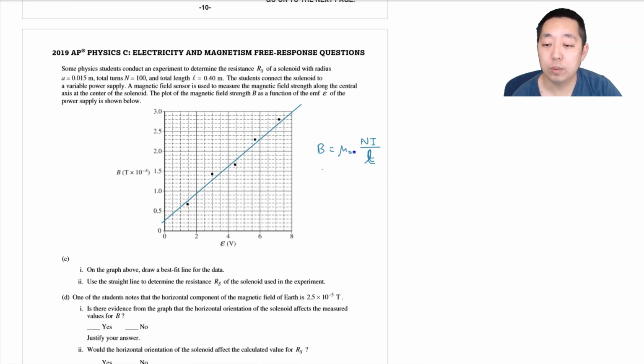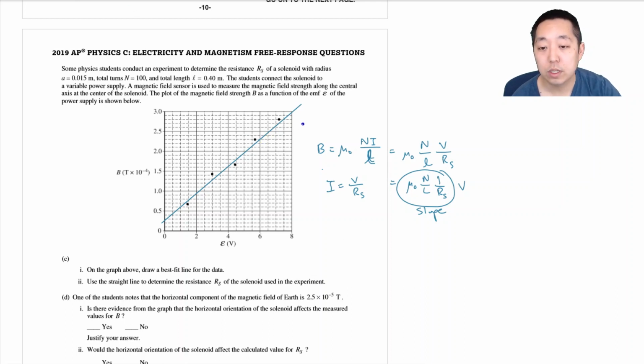This is right. And so what we're doing is we're applying a voltage. So the current generated is equal to the voltage applied divided by Rs, right? So this equation then becomes mu naught N over L times V over Rs. And so what we're plotting is voltage on the x-axis and B on the y-axis. So my slope, if I bring out the V, is mu naught N over L times 1 over Rs. This is my slope right here. So I'm going to calculate this slope and then back calculate what Rs is given the slope.